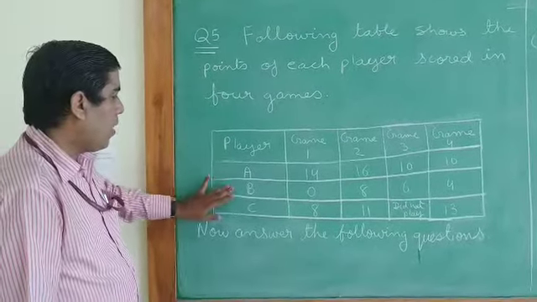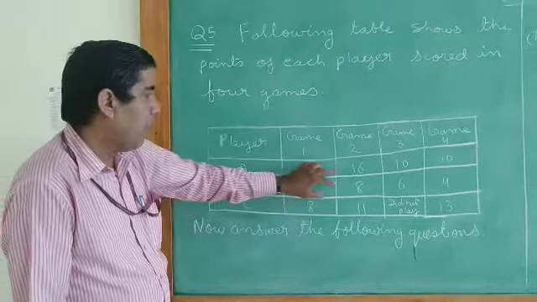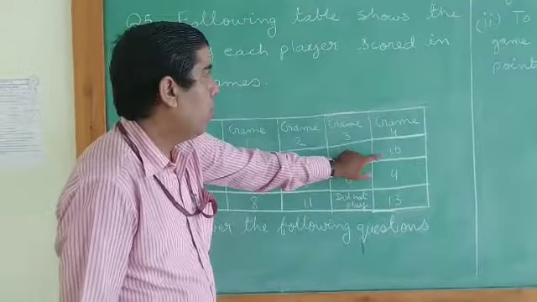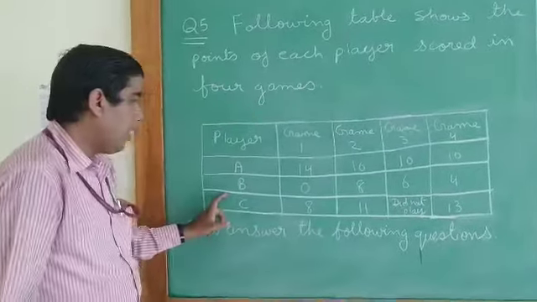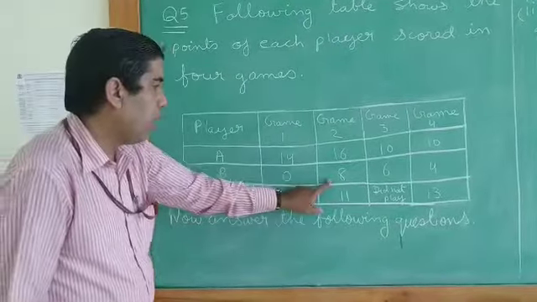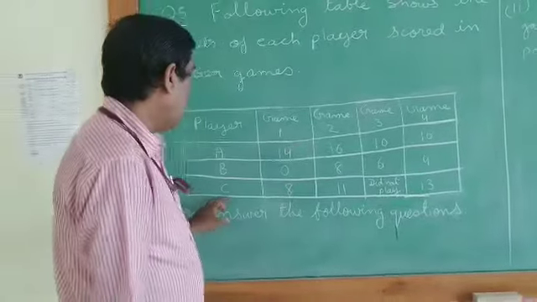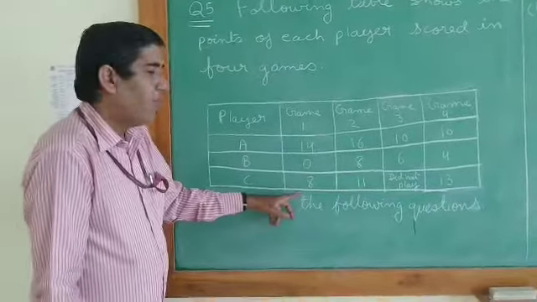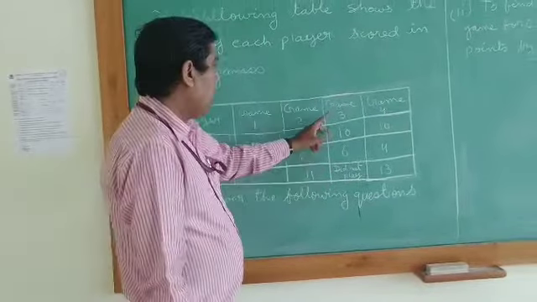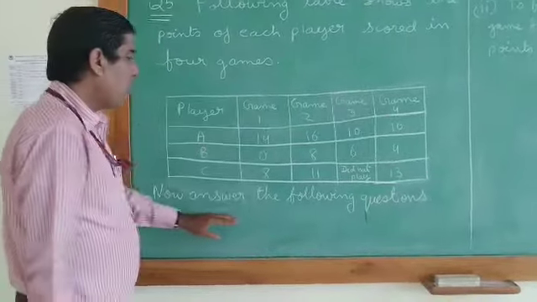Players A, B, C. In game 1 player A scored 14 runs, game 2 16 runs, game 3 10 runs, game 4 10. Now B: first game 0, then 8 runs, then 6, then 4 in game 4. Now player C: first game 8 runs, game 2 11 runs, game 3 did not play, and game 4 13 runs. Answer the following questions.